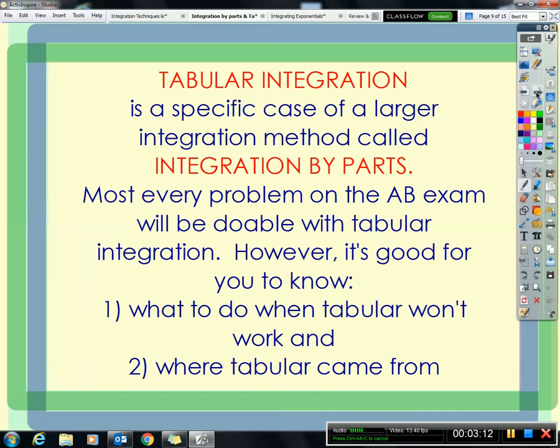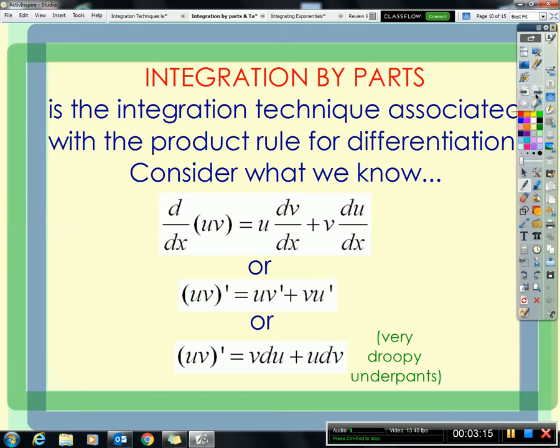Now, to understand integration by parts, you need to understand that it stems from the product rule for differentiation. So integration by parts is basically the product rule for integration. So here's what we need to know. If you think of, in this case, u and v as both functions of x, and I said, okay, take the derivative of u times v. That's the same as taking u times the derivative of the second function plus v times the derivative of the first function.